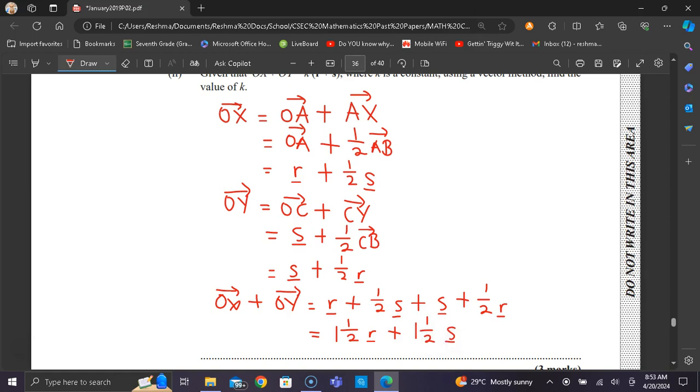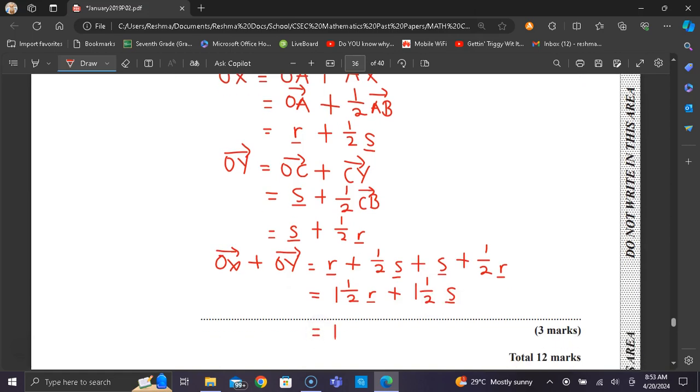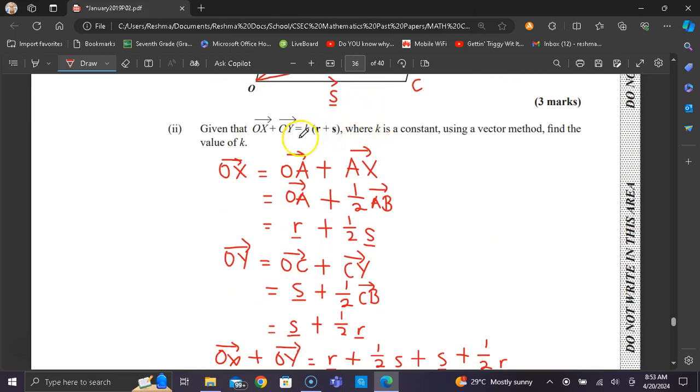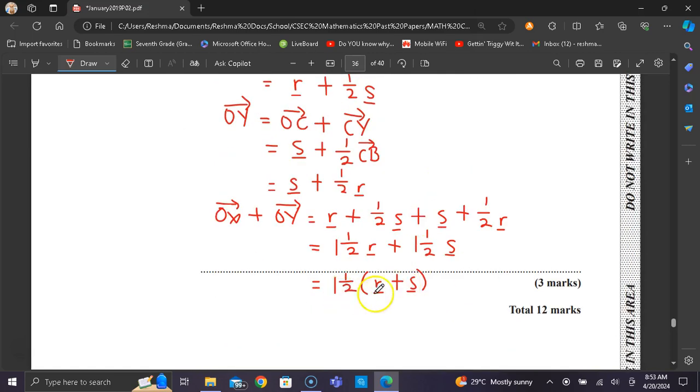So we notice that 1.5 is a common factor, which I can actually factorize out of the expression. So I get 1.5 times (R plus S). So remember from the beginning, they gave us that OX plus OY is equal to K times (R plus S). So since we have written it in this form, we can see that therefore K is equal to 1.5. Yeah, so that's your 3 marks.